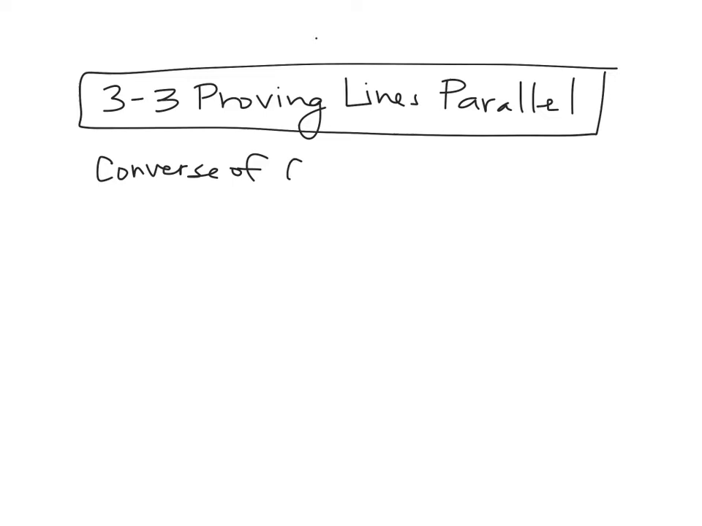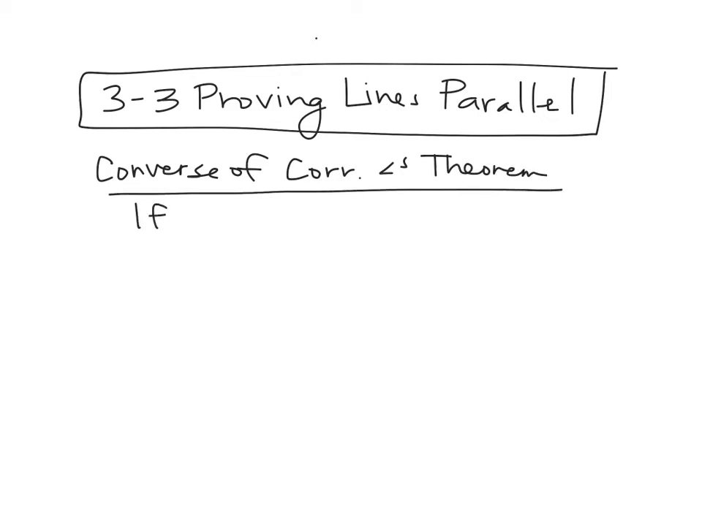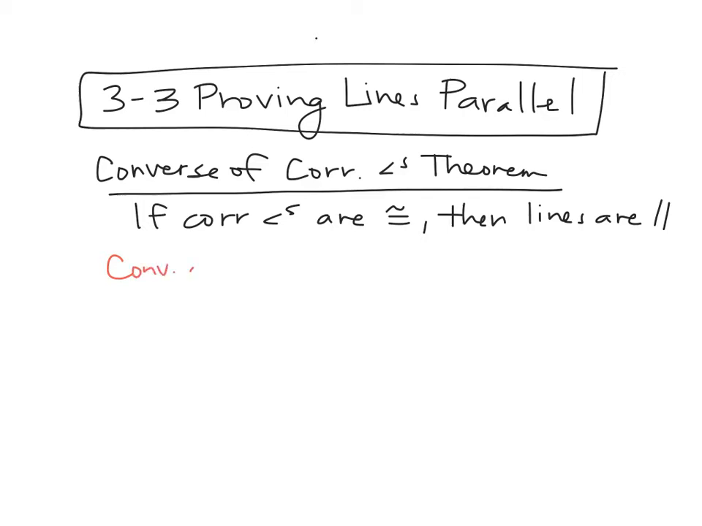So it's the converse of corresponding angles. Okay, this says if corresponding angles are congruent, then the lines are parallel. Okay, so that's the converse of corresponding angles. There's got to be a better way to write this so that you don't have to write every single one out separately, but I haven't figured it out yet.